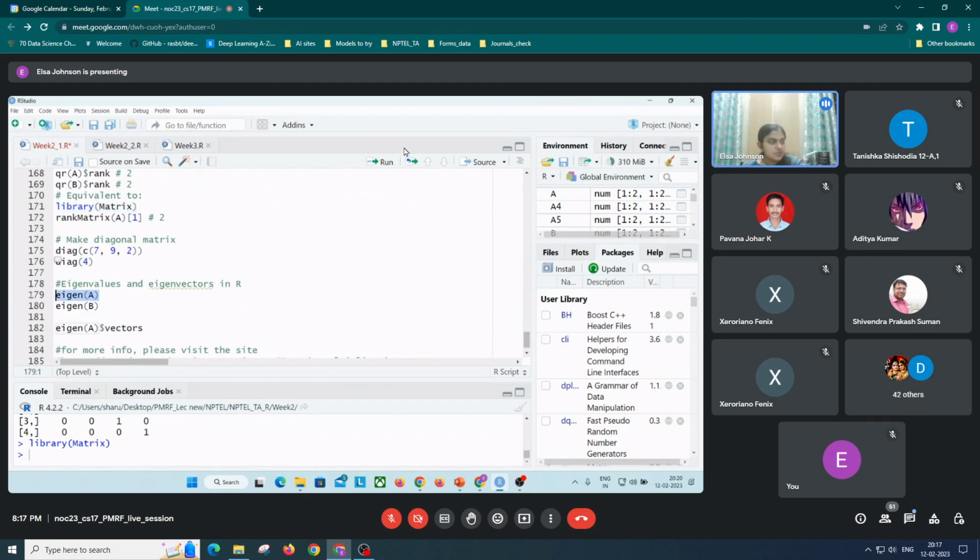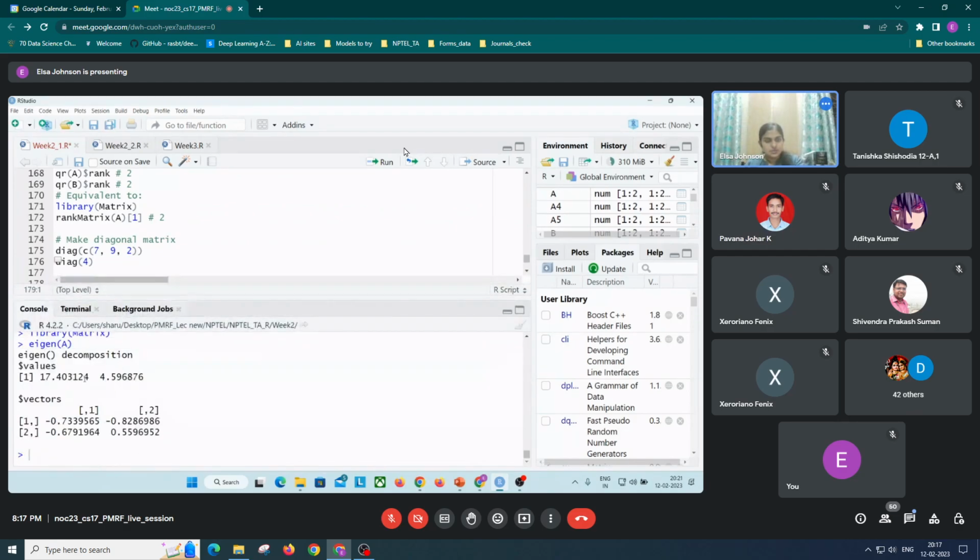If you want to find out the eigenvalues in A, you have to put it like this, and you'll get the eigenvalues as well as the vectors. Okay, so these are the eigenvalues, and these are the eigenvectors.